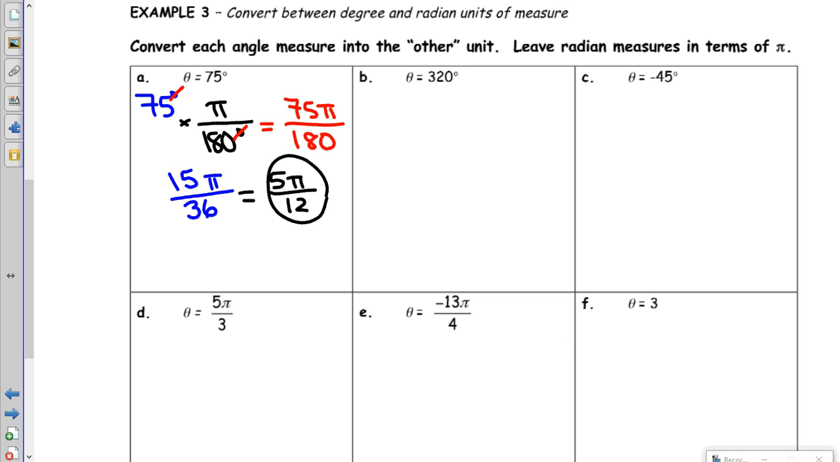Okay. I'm going to go down to D now so that we can do one in radians. So if we started with radians, we would be starting with the 5 pi over 3.